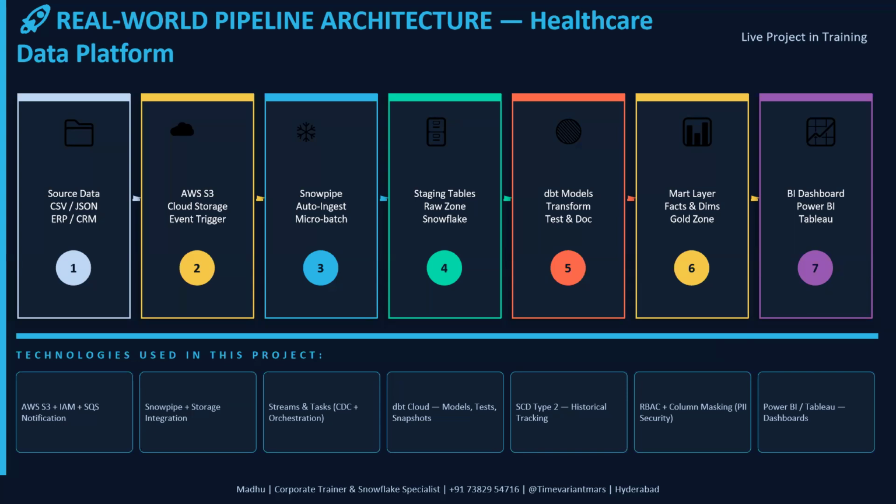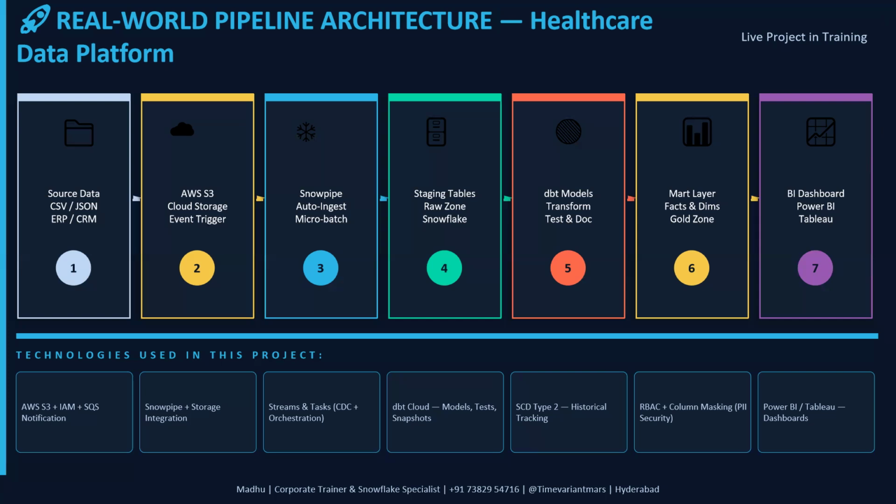So stage four, staging tables in Snowflake. The raw CSV data is now in Snowflake's raw zone, and a Snowflake stream is watching this table. Every insert, update, and delete is being tracked. A Snowflake task runs every 15 minutes. It reads the stream, picks up only the new changes, and loads them into the clean staging layer. This is CDC, change data capture, without any external tools.